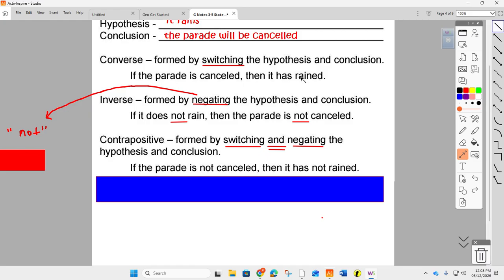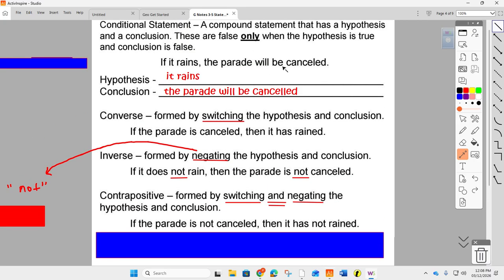It has rained. Oh, sorry, that's the converse, my bad. The parade will be canceled. The parade will not be canceled if it does not rain or has not rained.